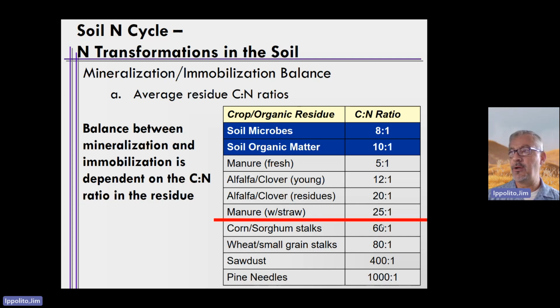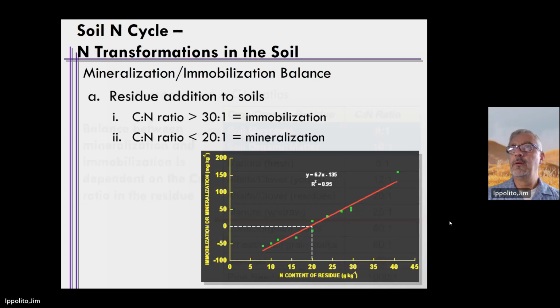If I was to ask you what was occurring down here on the bottom part of the graph, you should tell me, Jim, that is immobilization. And if I asked you what's occurring up here in the top portion of this table, you would say, Jim, that's mineralization. And the sweet spot's somewhere in here. So let's talk about that sweet spot in terms of the balance between mineralization and immobilization. So there is a balance.